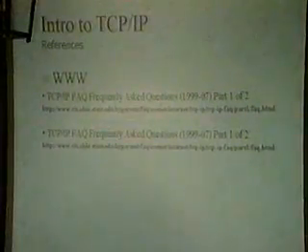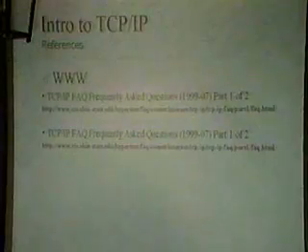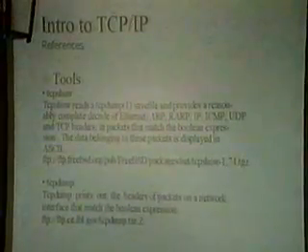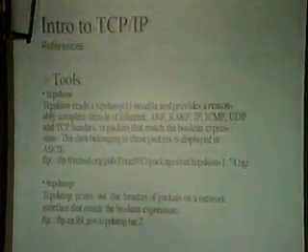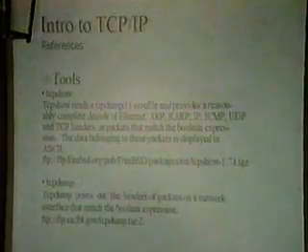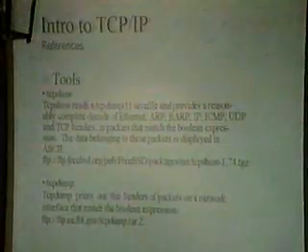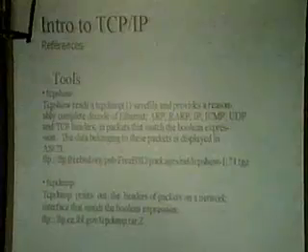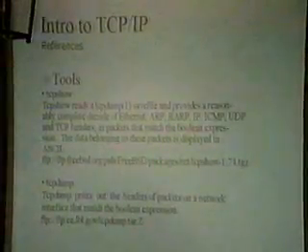Also among the references, the TCP/IP FAQ, the frequently asked questions, is broken down into two parts. There's a URL for that I could give to you. I'm not going to read it. And also tcpshow. tcpshow is a really good program. If you're trying to learn about TCP/IP, I really recommend this program. It's a program that's used in conjunction with tcpdump.